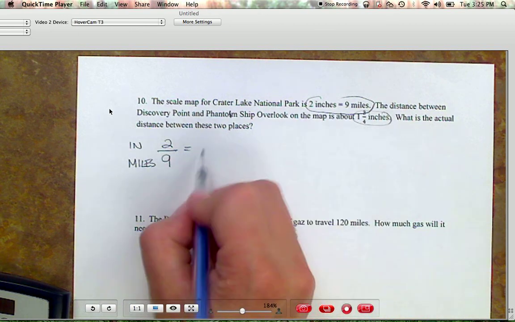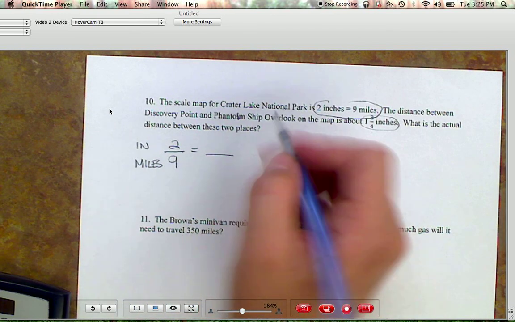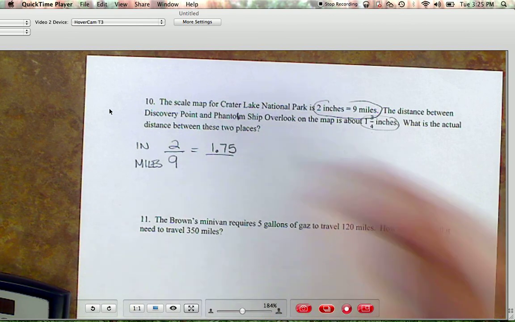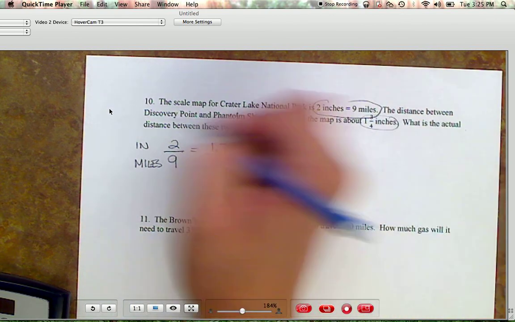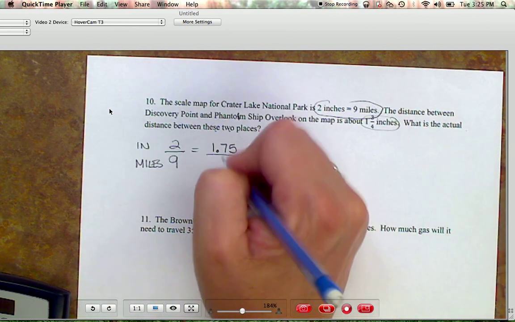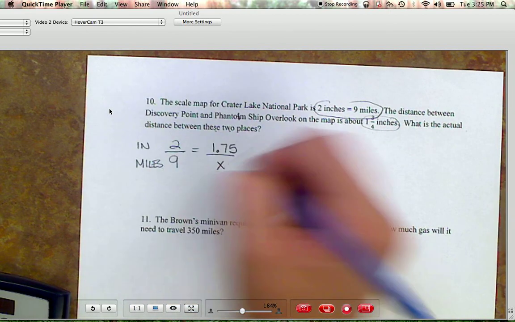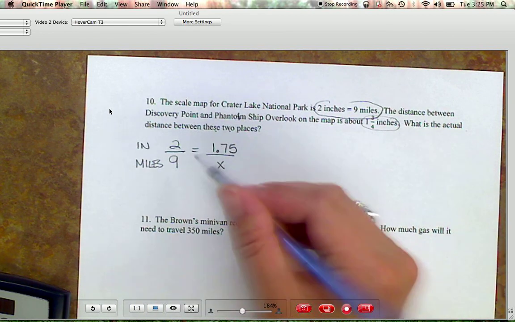We know that, inches. Where's that go? Top or bottom? Our inches are on the top, so we'll do 1 3/4 here. And if you want to go ahead and change that to 1.75, that will be just fine. What is the actual distance between these two places? That's what we're looking for in miles. The actual miles in distance. And then once we do that, we cross multiply and solve.